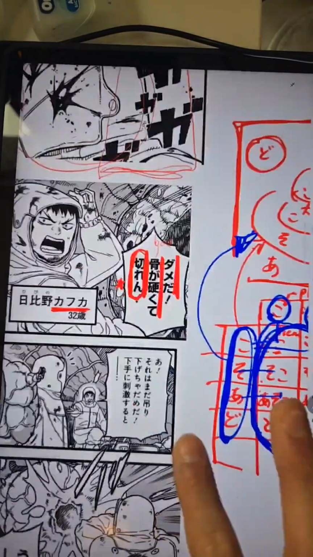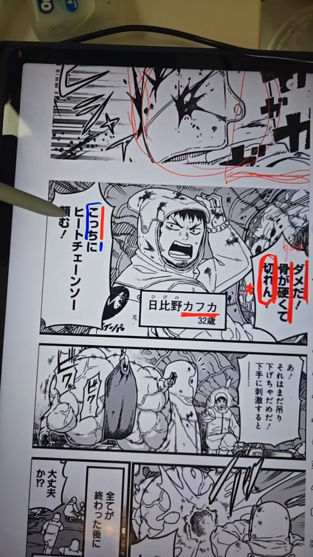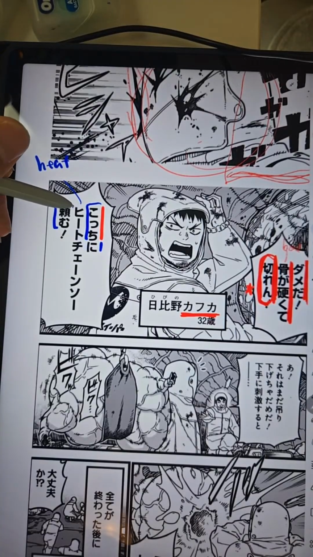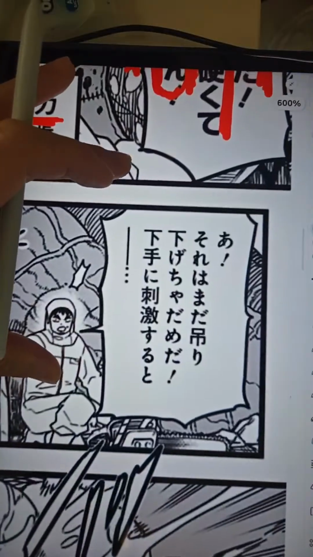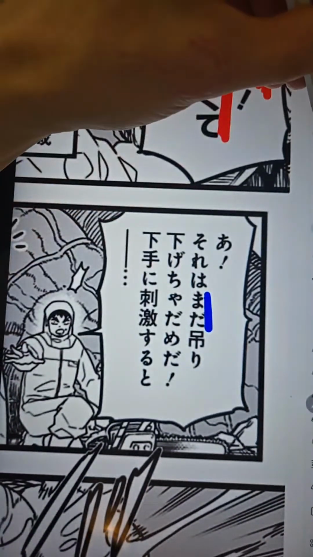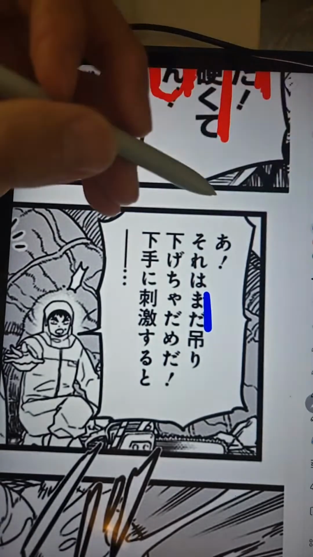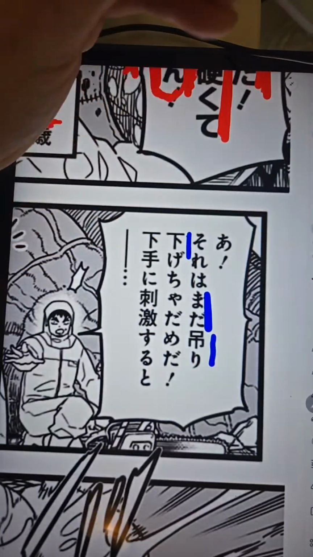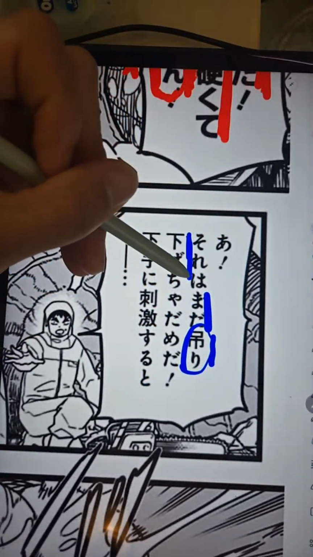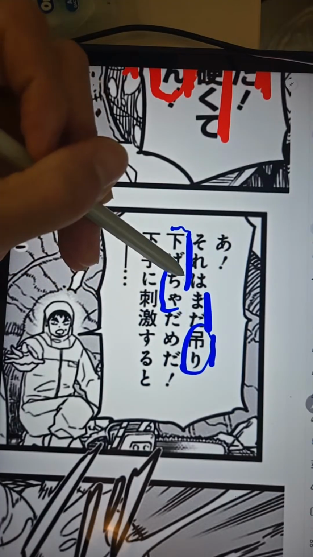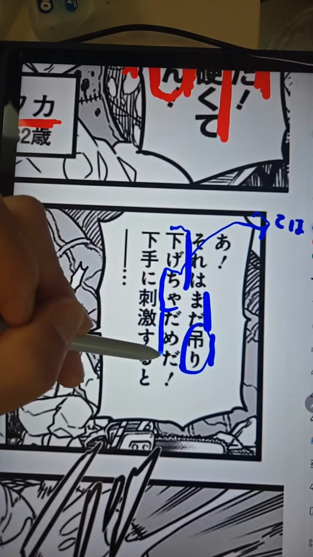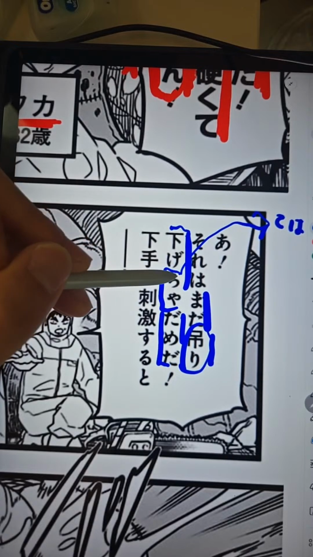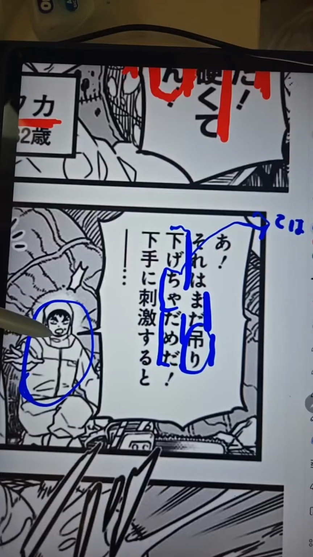So with that, こっちに, this way, right? This way に heat chainsaw, heat chainsaw を頼む. Please give me the heat chainsaw this way. あ、それはまだ吊り下げちゃダメだ。下手に刺激すると。 Let me just change a little bit. 吊り下げちゃダメだ。吊る is to hang. 下げる, hang it down. 下げちゃ, this ちゃ is the casual form of ては。下げてはダメだ。You can't hang that yet. I'm assuming he's saying, hey, you can't hang that monster yet.